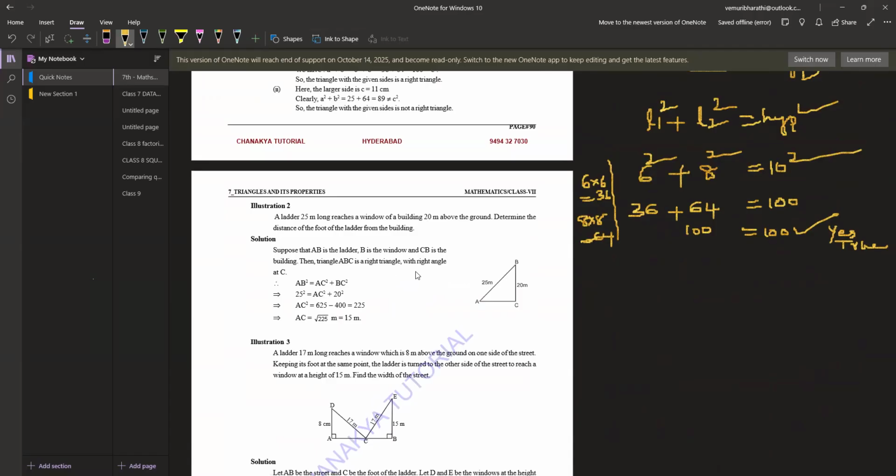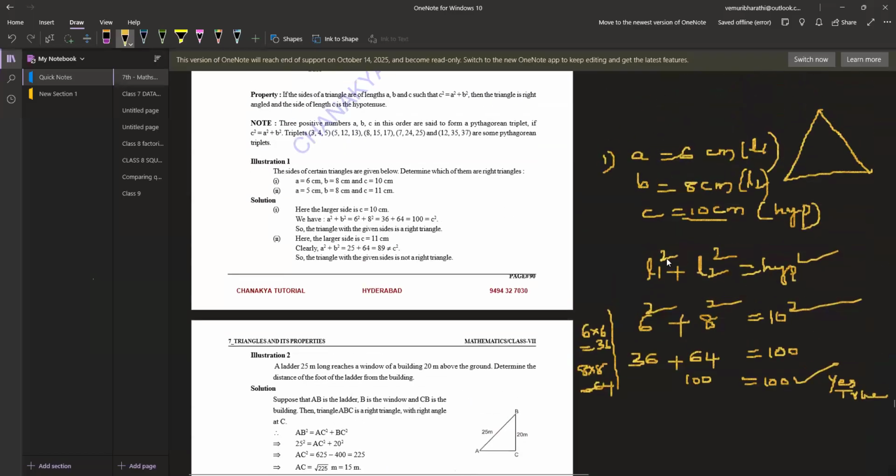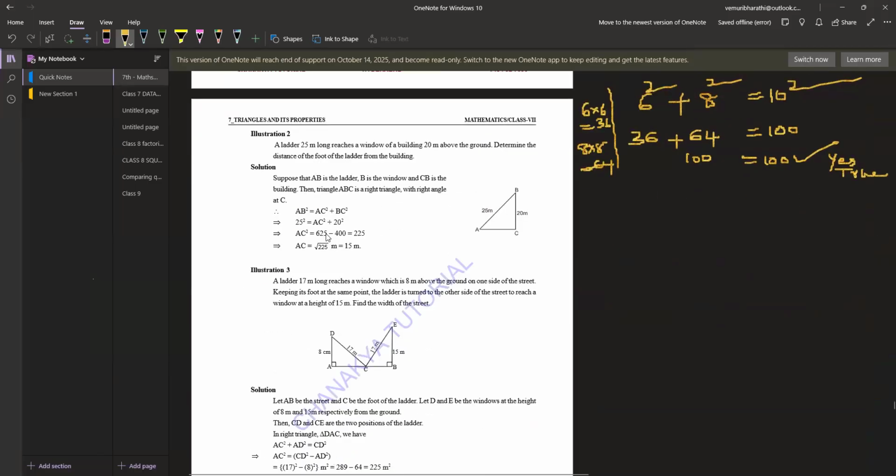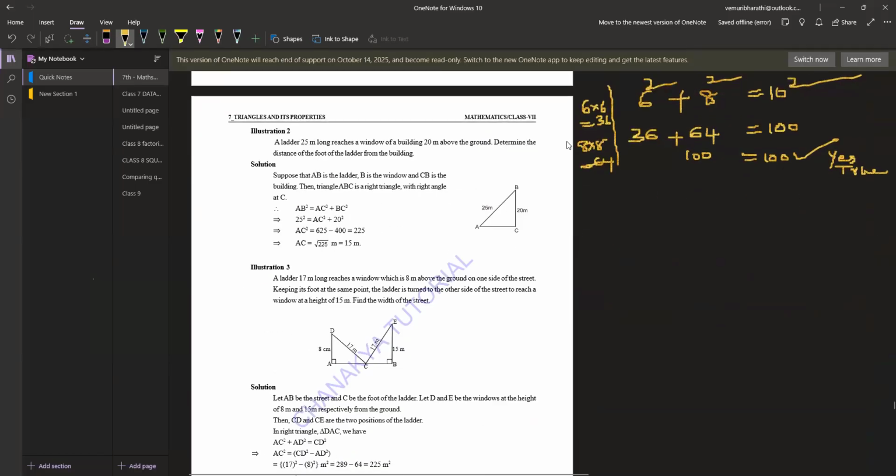Those are the Pythagorean triplets. The first case is a Pythagorean triplet, but the second case is not a Pythagorean triplet. That's all, you can calculate it.